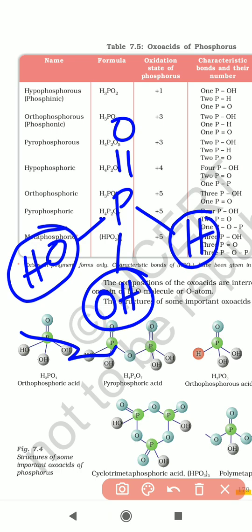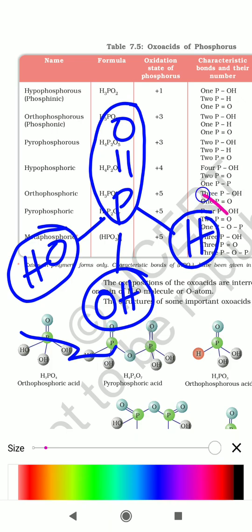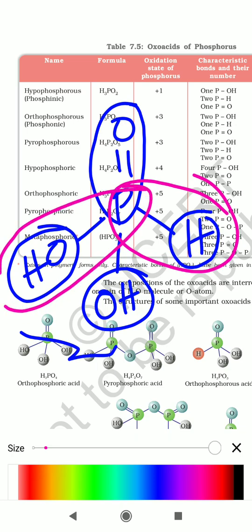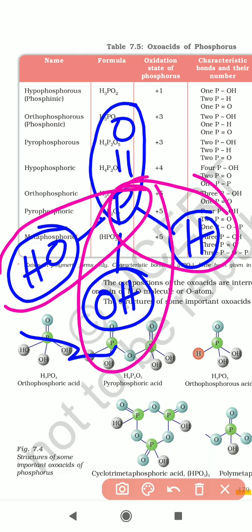So how many phosphorus and oxygen double bonds are existing? Only one double bond is existing. And phosphorus and hydrogen, how many single bonds? Only one single bond is existing, between phosphorus and hydrogen. Phosphorus and OH, how many bonds are existing? Totally two OH groups are existing. So this is about the H3PO3 molecule. Next one, see that.